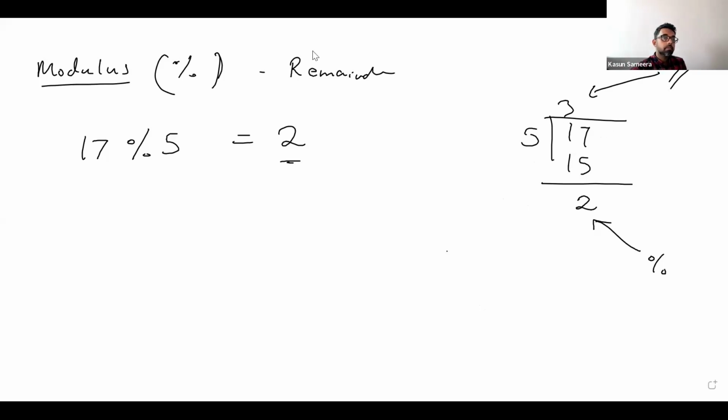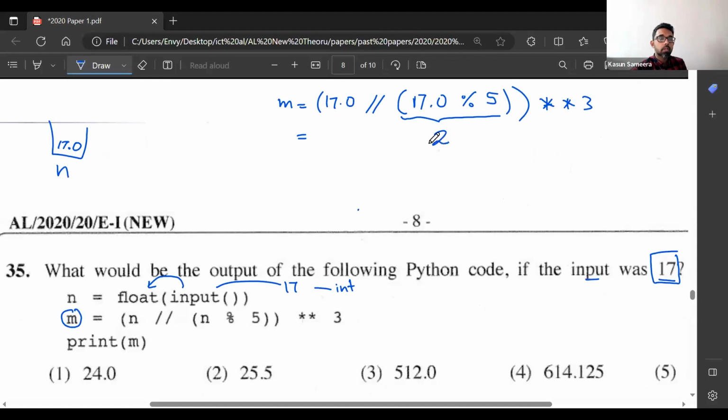Right. Then answer is 2. Write the rest as it is. 17.0. Put the bracket and exponentiation. Right. One set of brackets is solved. Okay. The brackets are ignored. Now you need to solve the outer brackets.